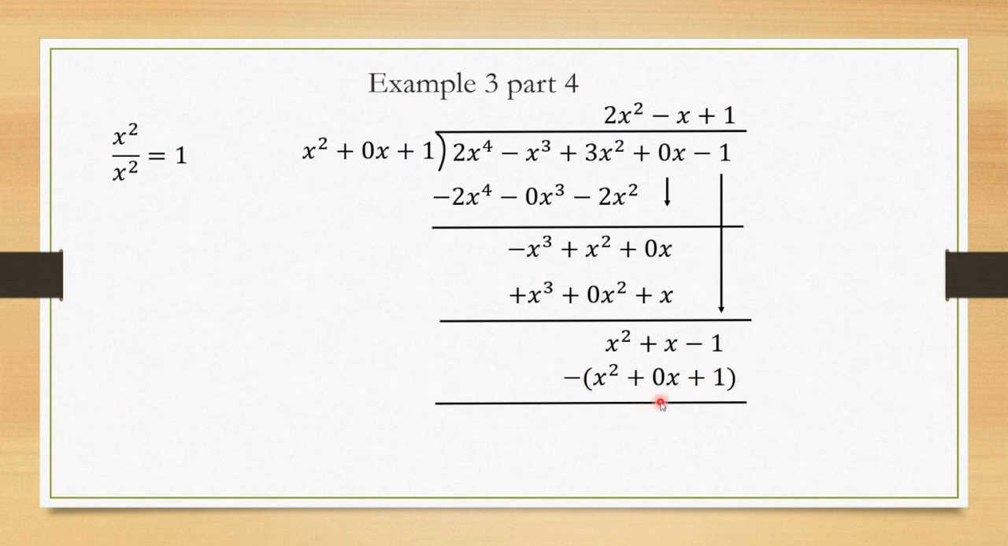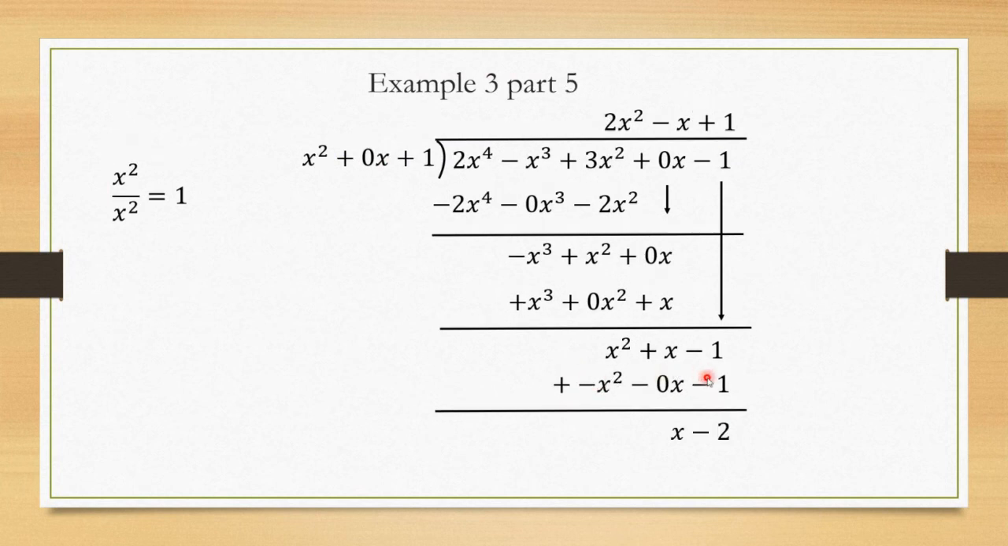And we subtract that. And again, just like before, this becomes addition and you distribute the negative. Here, when we do that, x squared and minus x squared, that's gone. X and minus 0x, that becomes x. Minus 1 and minus 1 becomes minus 2. Do we stop? Now we stop.